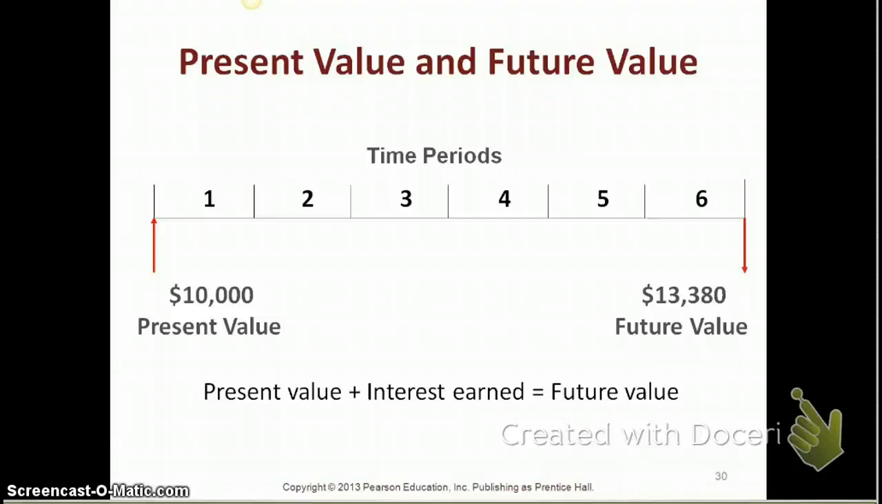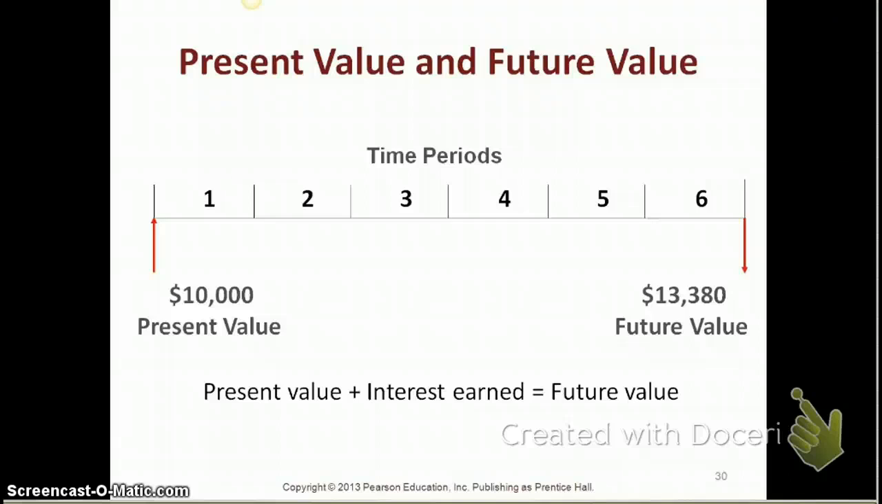Whenever you're comparing multiple incomes from different time periods, you need to bring them to a common time period. The common time period can be a present value or a future value. The difference between your present value and the future value is just the interest that you have earned over the period of time. To calculate the interest earned, you can use a calculator or you can use interest rate tables, present value and future value tables.